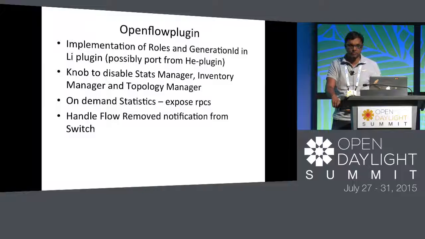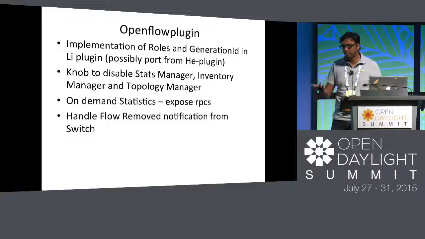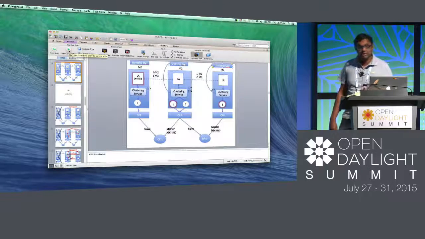which gives a lot of traffic to the controller. And if the inventory operational is not residing on the same node, then there's a lot of traffic across the wire. So having on-demand statistics would help. This is one of the thoughts. And we could also handle the flow removed notification. I'm not sure whether we handle that now, but that's one of the discussions. That's all I wanted to present.